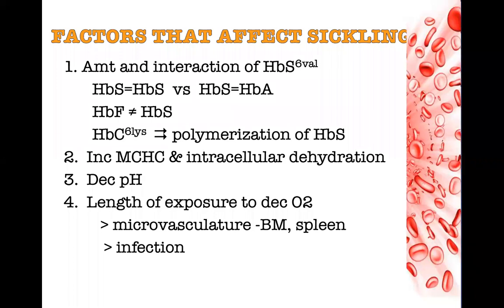Another is the length of exposure to decreased oxygen, like what we see if there is an increase in transit time. What do we mean by increase in transit time? If there is increased travel of the red cells across the microvasculature, like what happens in the bone marrow and the spleen, there is an increased exposure to decreased oxygen. So this increase in transit time through the microvasculature would also increase the chances of sickling. Infection as well would also increase the chance of sickling.